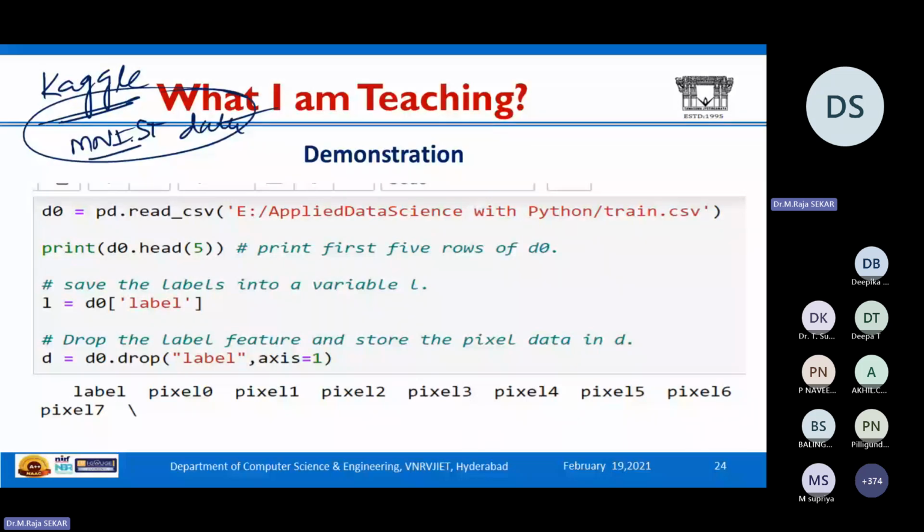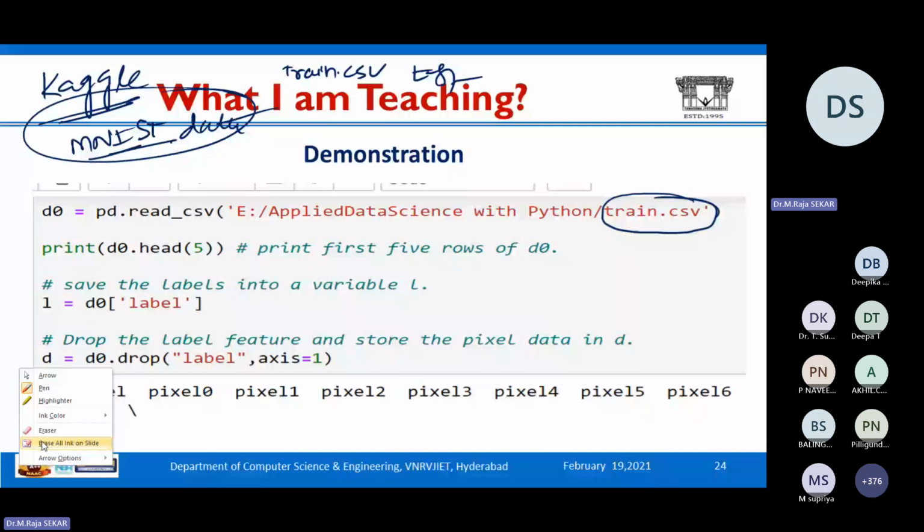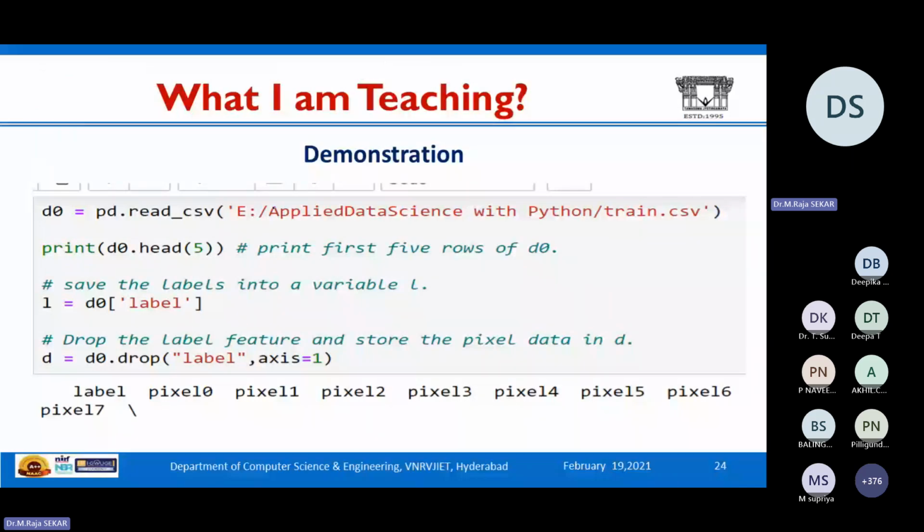If you type MNIST dataset, you can find two files. One is train.csv, another one is test.csv. I downloaded the train.csv file and kept it in the E drive. There is a folder, applied data science with Python, and in this folder I kept this file.